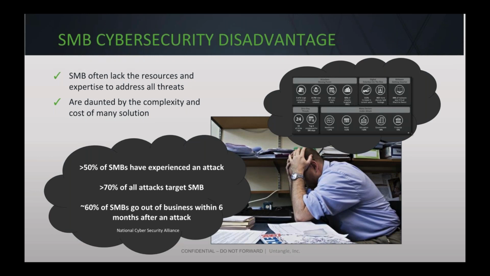And to be honest, a lot of small businesses are really daunted by, for one, the cost of employing something like this on the network, and then also just the complexity of network security. So Untangle goes to pretty great lengths to try to simplify some of those things with our interfaces and things like that. But as you can see, 50% of SMBs have experienced an attack at this point. And 70% of all attacks are targeted at small to medium businesses. So that's alarming to me.